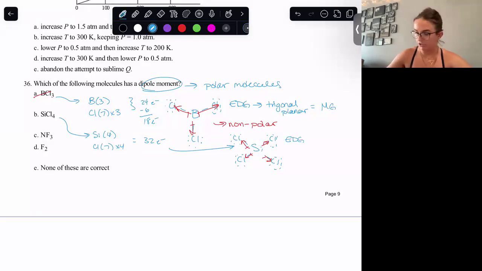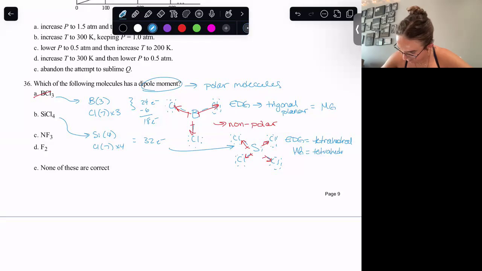For your electron domain geometry, does anyone know what this electron domain geometry is? Yep, this is tetrahedral. Since we have no lone pairs on our central atom, our molecular geometry is also tetrahedral. And since this is a symmetrical molecule, this also does not have a dipole moment.